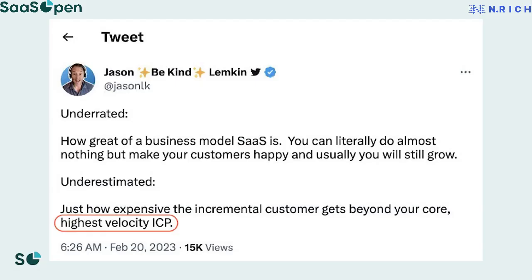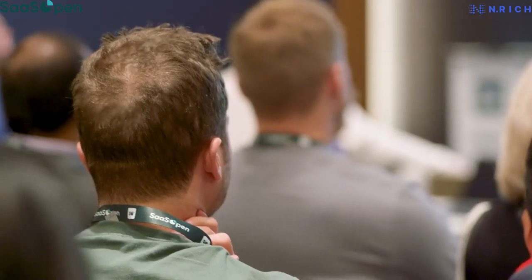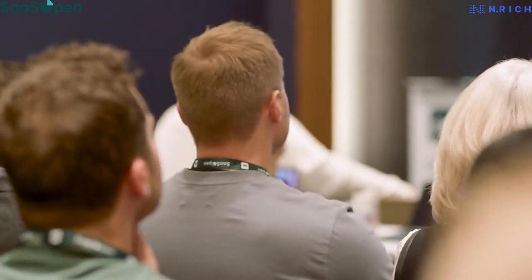Okay, so let's start with the high-velocity ICP. I'll start with the tweet from Jason Lemkin at SaaStr. So I think Nathan is not here, so I can use this one. What he said there, I'll focus on the below one here. Just how expensive the incremental customer gets beyond your core highest velocity ICP. And this high velocity ICP is a concept that I'm sure not everybody is familiar with.